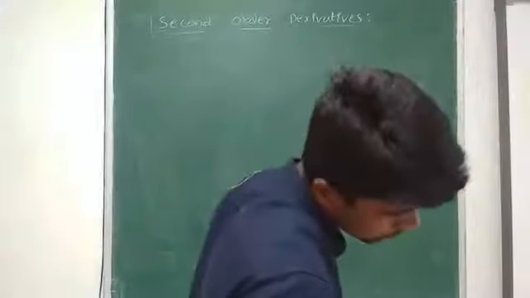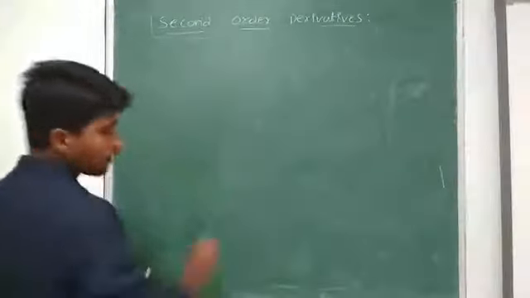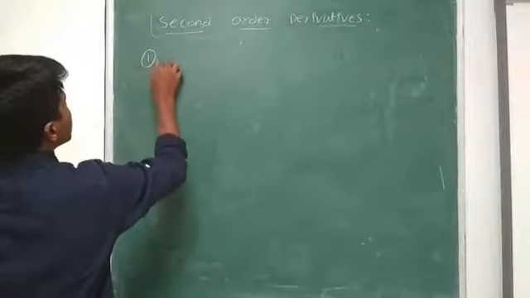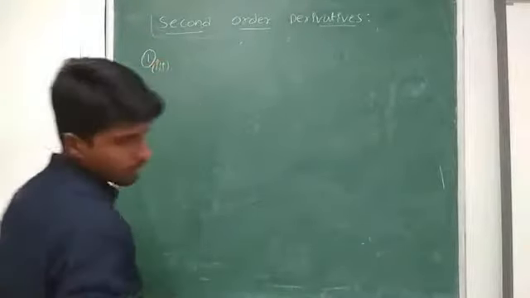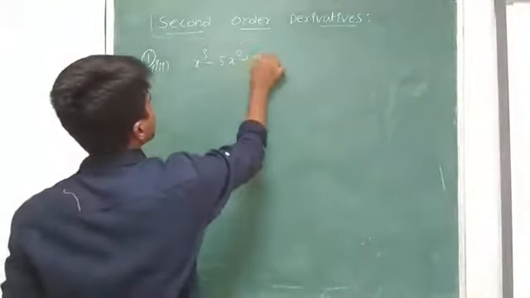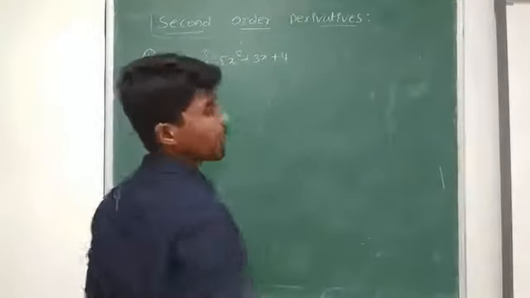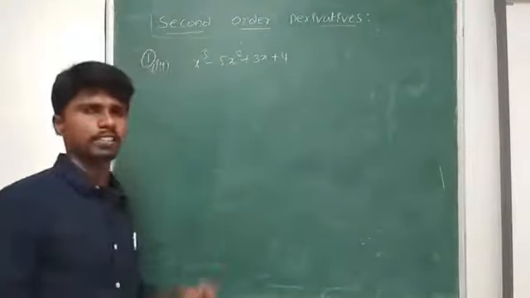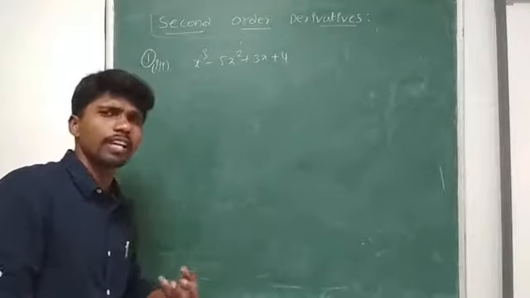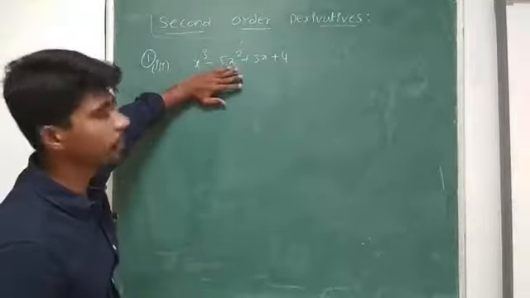First, main. Shall we go with the third one? Given x cube minus 5x square plus 3x plus 4. Find the double derivative. See, second order differentiation, I am calling it as double derivative, right? Find the double derivative of the given function.